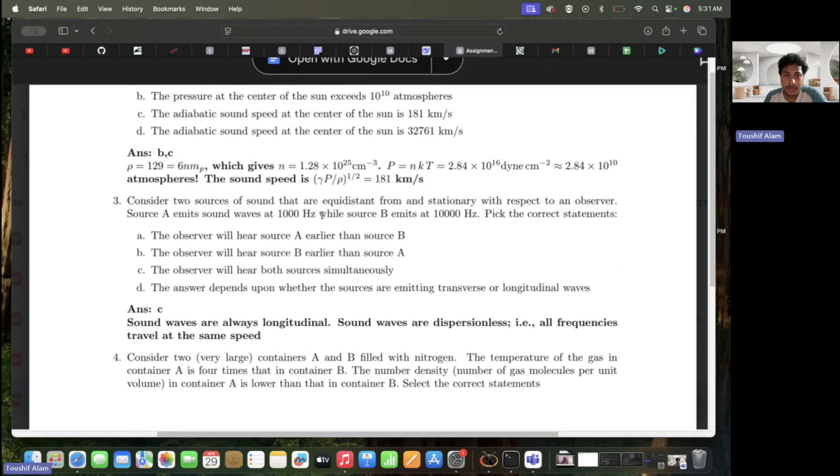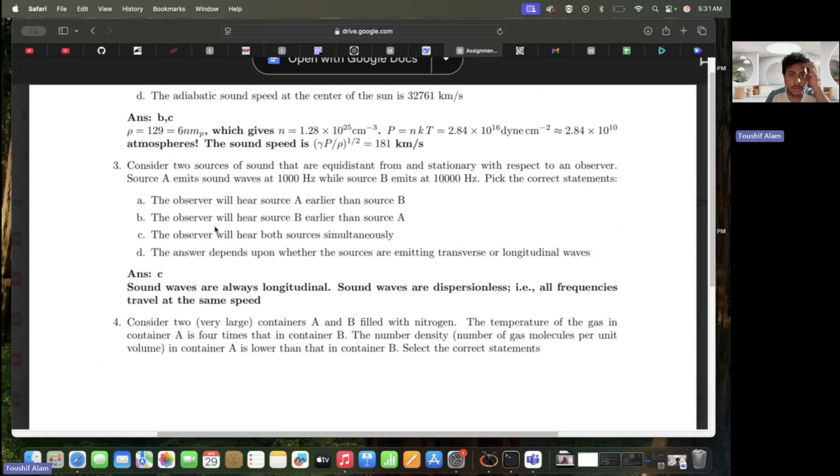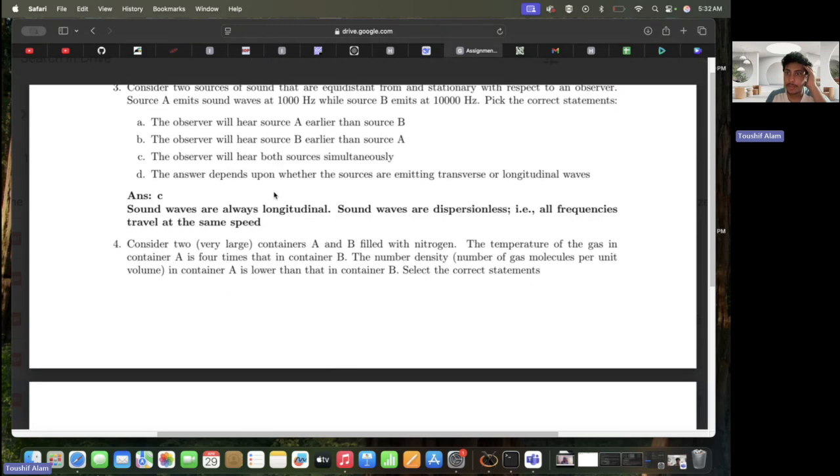Consider two sources of sound that are equidistant from and stationary with respect to an observer. Source A emits sound waves at 1000 Hz while source B emits at 10,000 Hz. Pick the correct statement. The observer will hear source A earlier than source B. The observer will hear source B earlier than source A. We know that this is a Doppler effect. Sound waves are always longitudinal. Sound waves are dispersionless, all frequencies travel at the same speed. So the observer will hear both sources simultaneously. Okay, so they are equidistant.